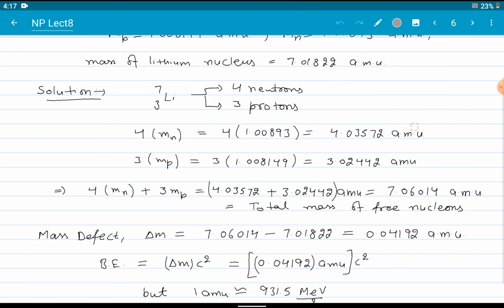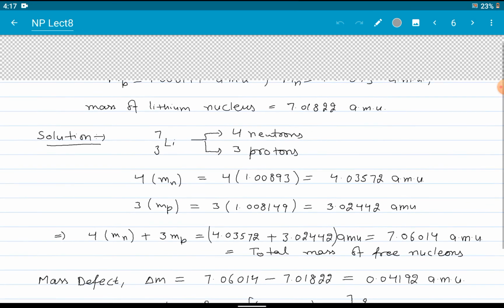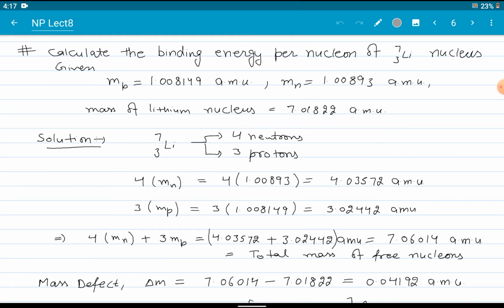Now we will understand it further with the help of an example. We have an example: calculate the binding energy per nucleon of the lithium nucleus. और गिवन क्या है बच्चों, मास ऑफ प्रोटॉन हमें प्रोवाइड कर रखा है. We are provided with mass of neutron and mass of the lithium nucleus itself.